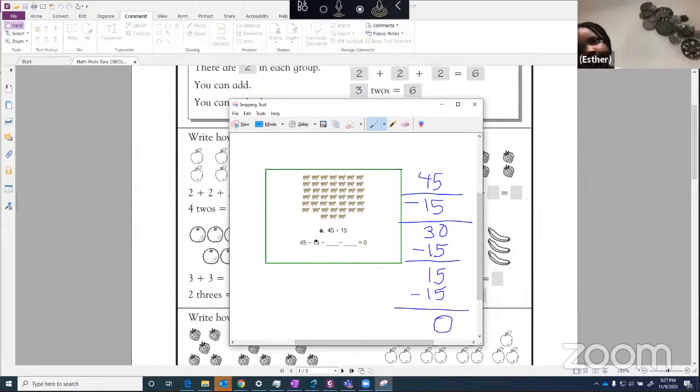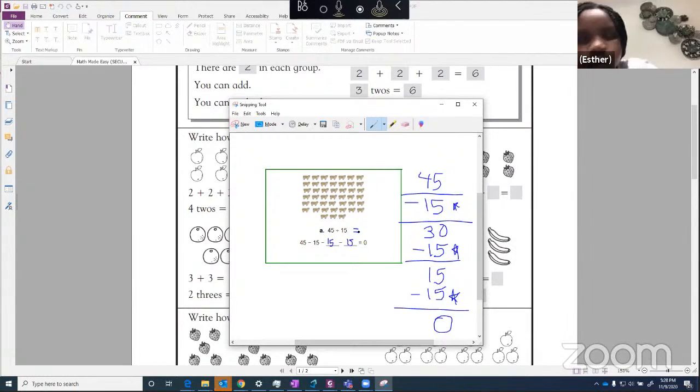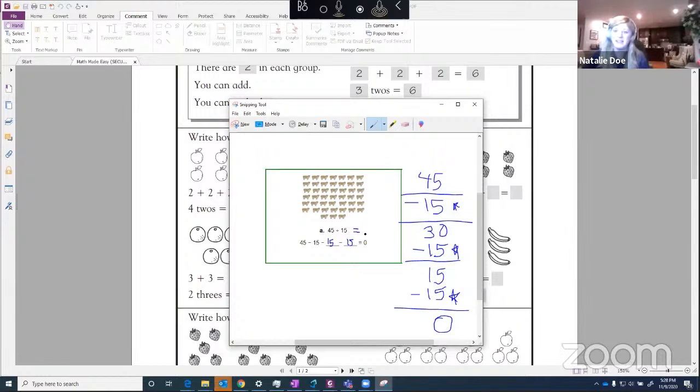So the answer is, we subtracted 15 how many times? We did 1, 2, 3 times. So that means 45 divided by 15 is what? Esther, what do you think the answer is? So if we took 45 and we subtracted 15 3 times, what's 45 divided by 15? It's 3. Exactly.